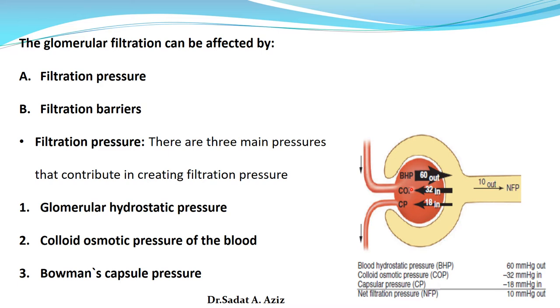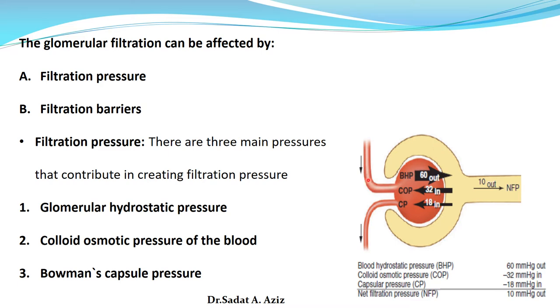So for the filtration pressure, there are three main pressures that contribute to creating it. The first one is called the glomerular hydrostatic pressure. The second one is the colloid osmotic pressure, which is created between the filtrate and the blood or the plasma within the capillaries at this part of the kidney. And the third one is the Bowman's capsule pressure, the pressure which is created within the Bowman's capsule.